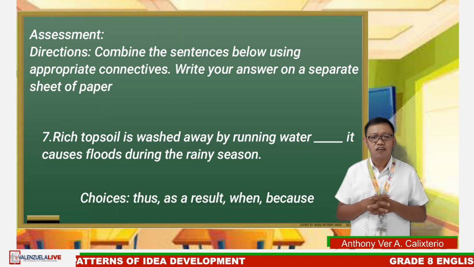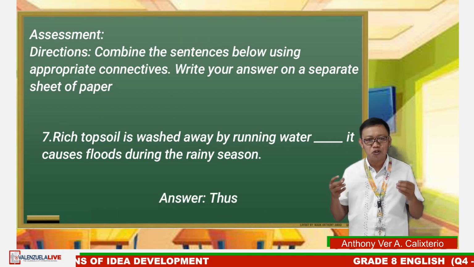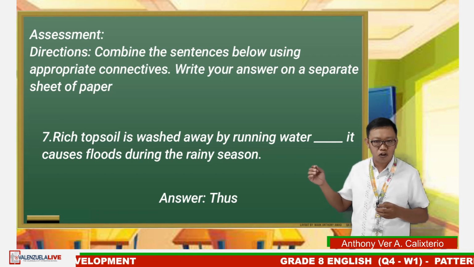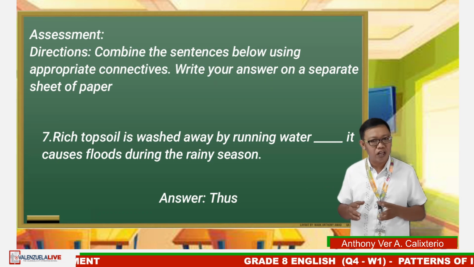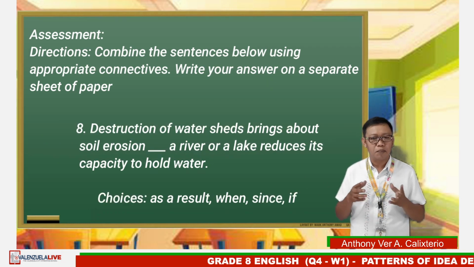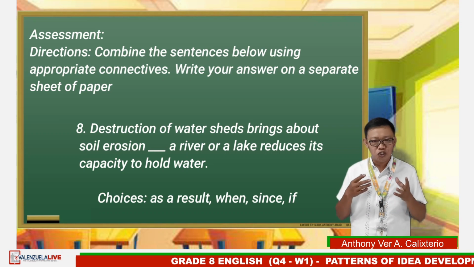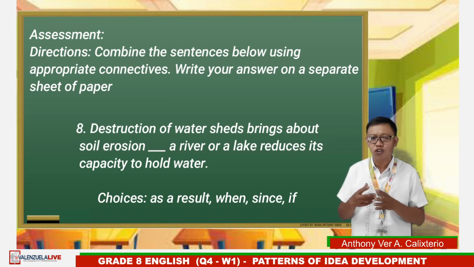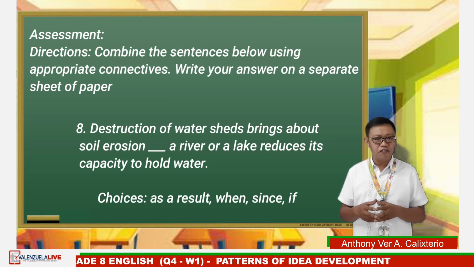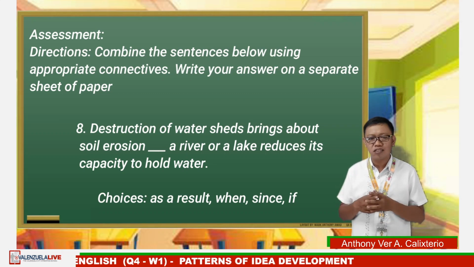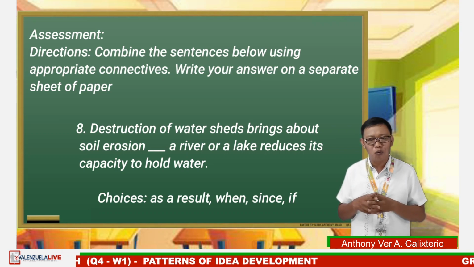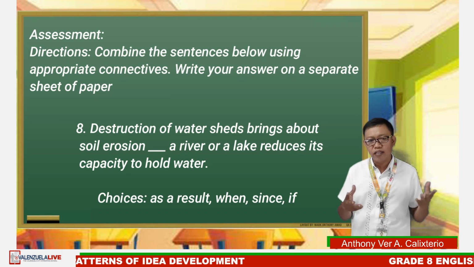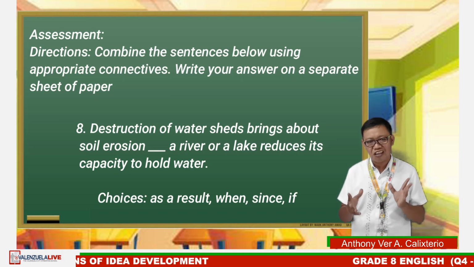The answer is thus. Rich topsoil is washed away by running water, thus it causes floods during the rainy season. Number 8. Destruction of watersheds brings about soil erosion. Blank. A river or a lake reduces its capacity to hold water. Choices are as a result, when, since, if.